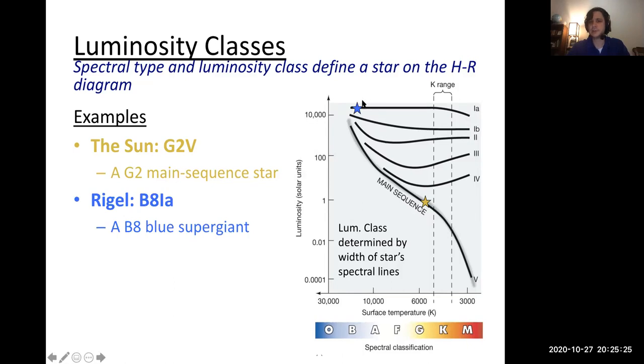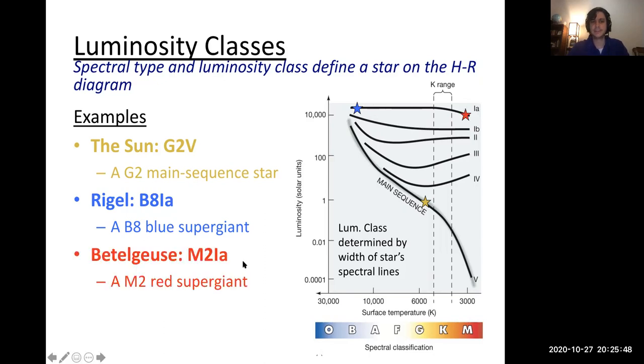We can take Rigel, pops up here into the supergiant. Actually, I believe that would be a bright supergiant. And Rigel has a full classification of B8 Ia. It is a B8 blue bright supergiant.